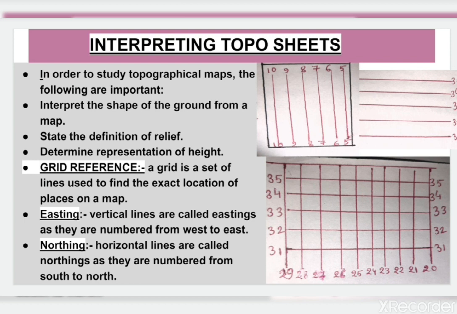A grid is a set of lines used to find the exact location of places on a map. As you can see here in the diagram that I have drawn some small boxes. These are geographic grid used to find location of a place. Then there are two parts in grid reference. One is eastings, another one is northings. So the vertical lines are called eastings as they are numbered from west to east, and then northings, horizontal lines, are called northings as they are numbered from south to north. Okay.